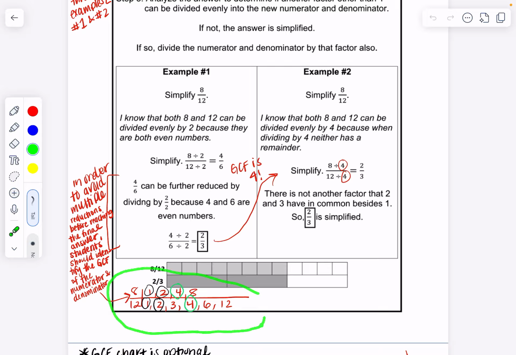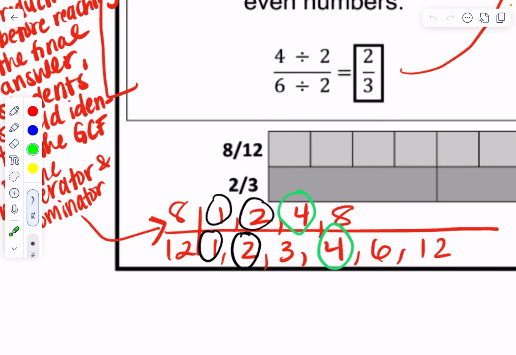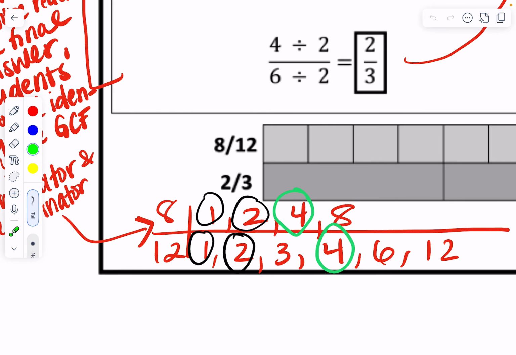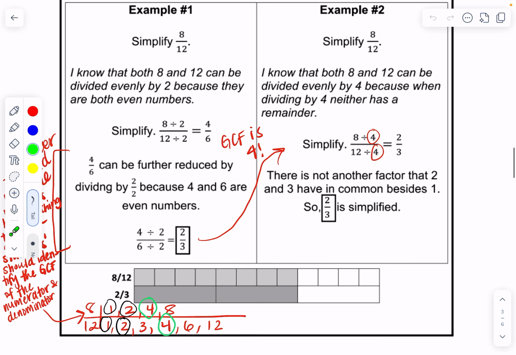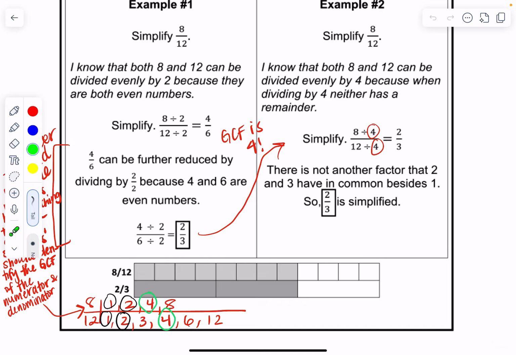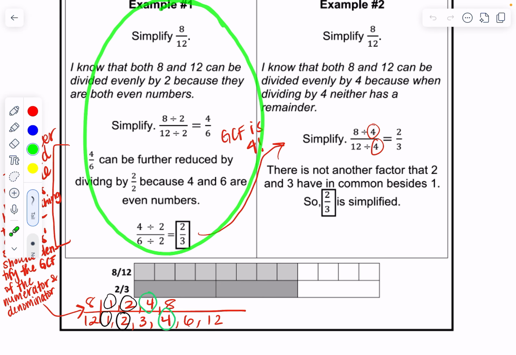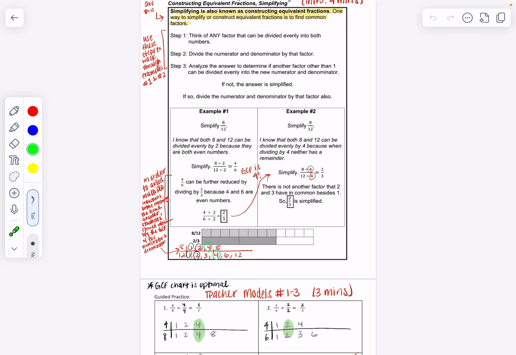So students can go ahead and create a chart like this where they list out all the factors for 8, they list out all the factors for 12, and just like above, what we notice is that 1 is a factor, 2 is a factor, and 4 is a factor. However, we are going to use 4 because it is the greatest factor that they have in common, right? So we're going to do 8 divided by 4, and then we're also going to do 12 divided by 4, which gives us 2/3. Fewer steps than example A is what we want to aim for.